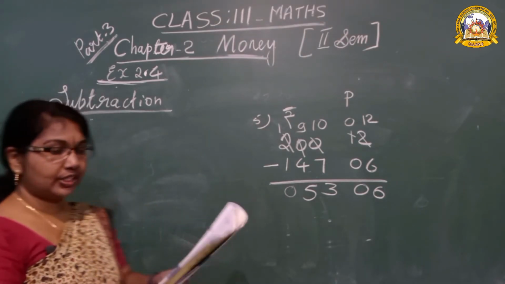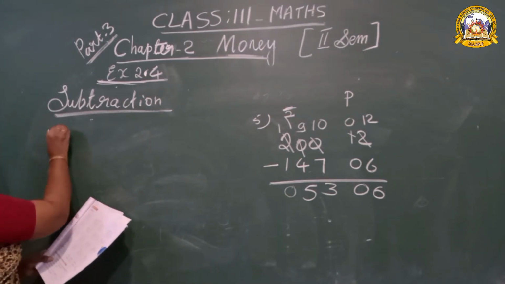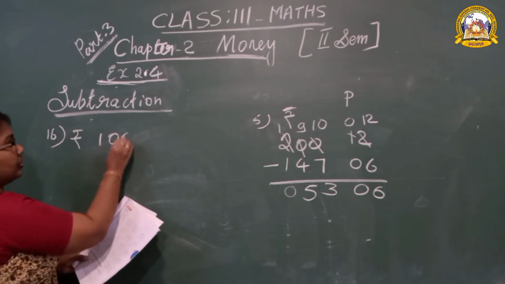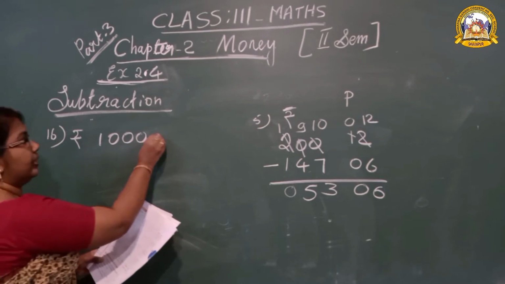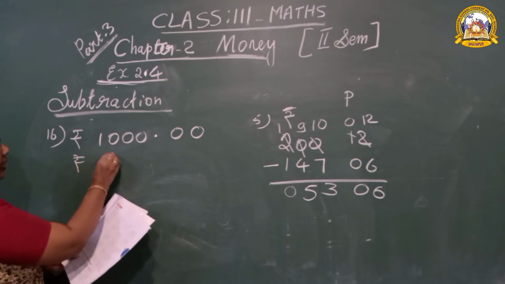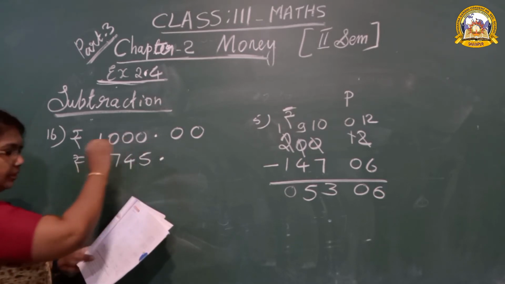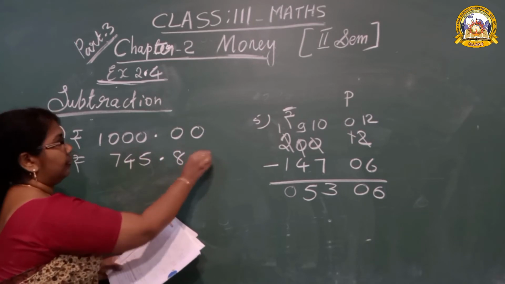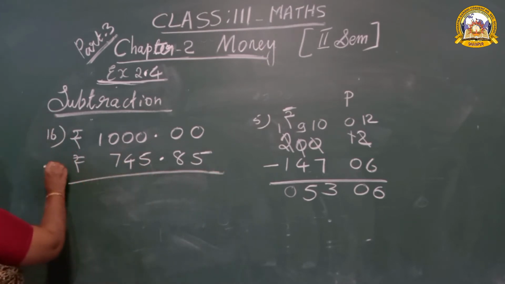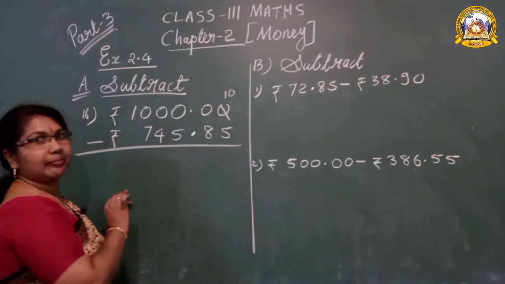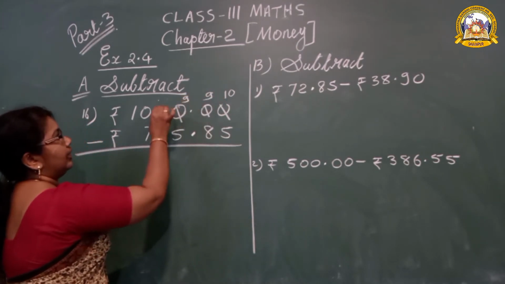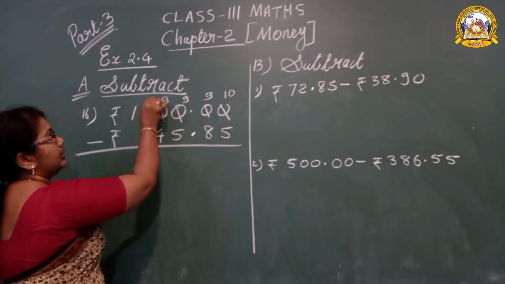Okay, last question, look at question number 16. Rupees 1000.00. Then here rupees 745.85. How to do? You have to make it 10. Then this one becomes 9. Here also 9, here also 9. This is 9.